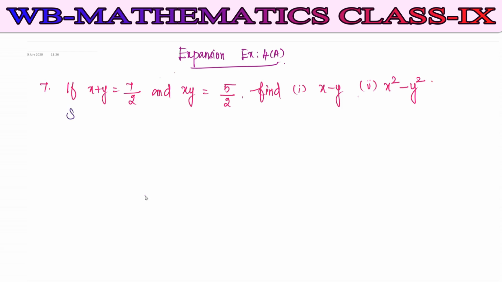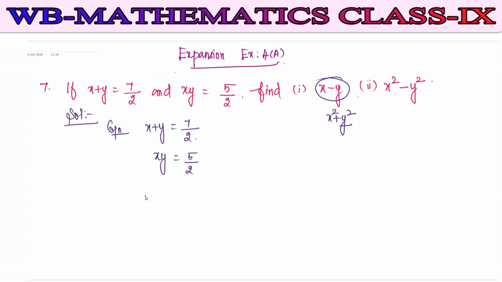Solution: given x plus y is equal to 7 by 2, xy is equal to 5 by 2. To find x minus y, first we should know x square plus y square. Based on this we can find x minus y.